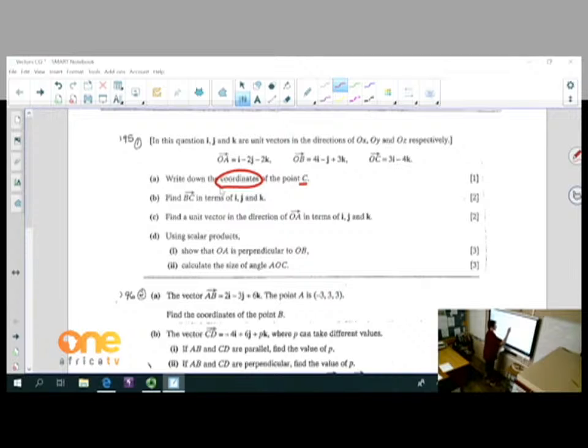I is x, so it will be 3. There is no j, so that is a 0. Don't leave it out. And k is negative 4. So that is the coordinates that we have there.